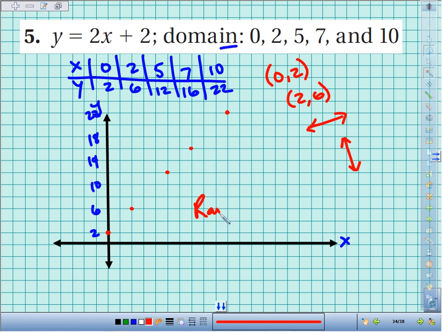I think they also asked for the range in this problem, and that would be the set of all your output values, which in this case would be 2, 6, 12, 16, and 22.